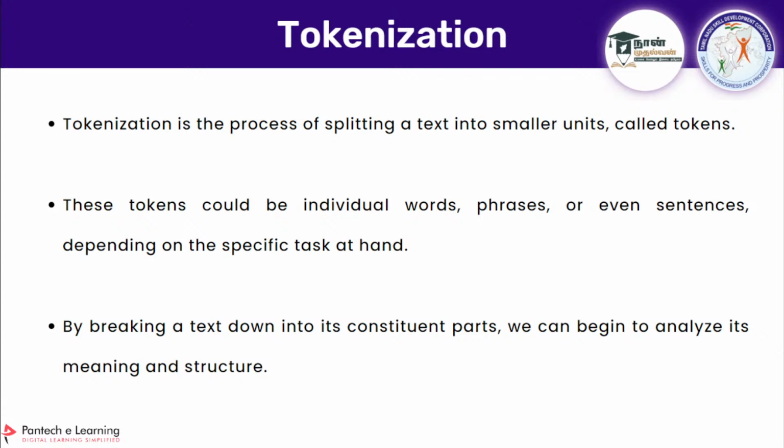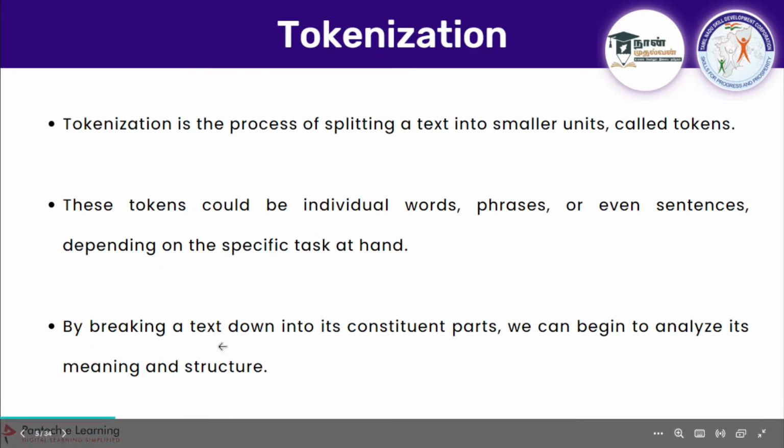So this tokenization is the process of splitting a text into smaller units called tokens. Okay, so for example, in that Google Colab I have a long paragraph, right? So I'm going to split them into small parts. So those small parts are called tokens, and this process is called tokenization. These tokens could be individual words, phrases, or even sentences based on what you require. Okay, by breaking a text down into constituent parts, we can begin to analyze its meaning and structure.